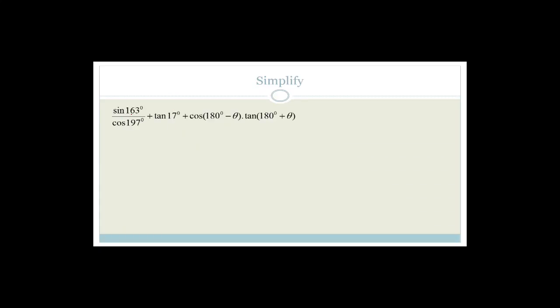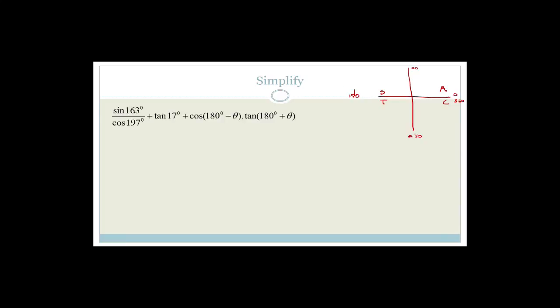So we've got sine of 163 over cos of 197 plus tan 17 plus cos of 180 minus theta, tan of 180 plus theta. The first thing I'm going to do is draw my CAST diagram, all stations to Cape Town, or whatever you learnt. And just to make life easy, I'm going to go 0, 90, 180, 270, and 360. You really don't have to do that. It's just to make it a little bit easier.